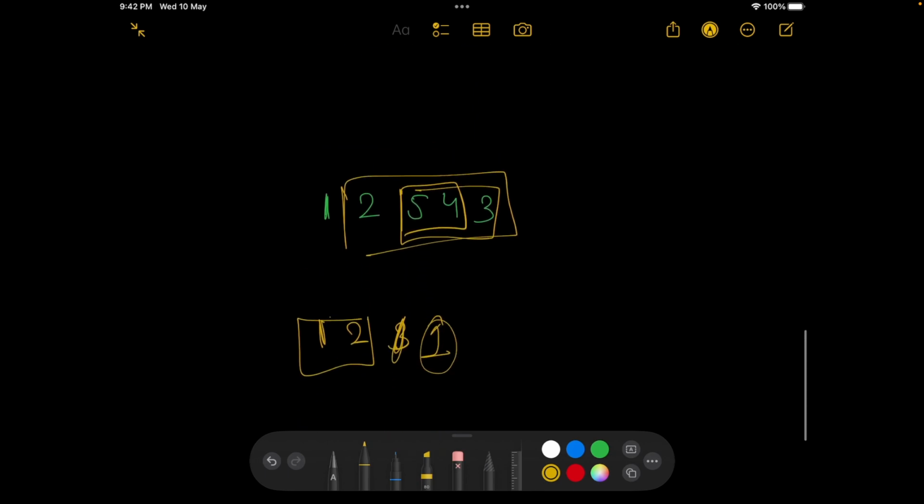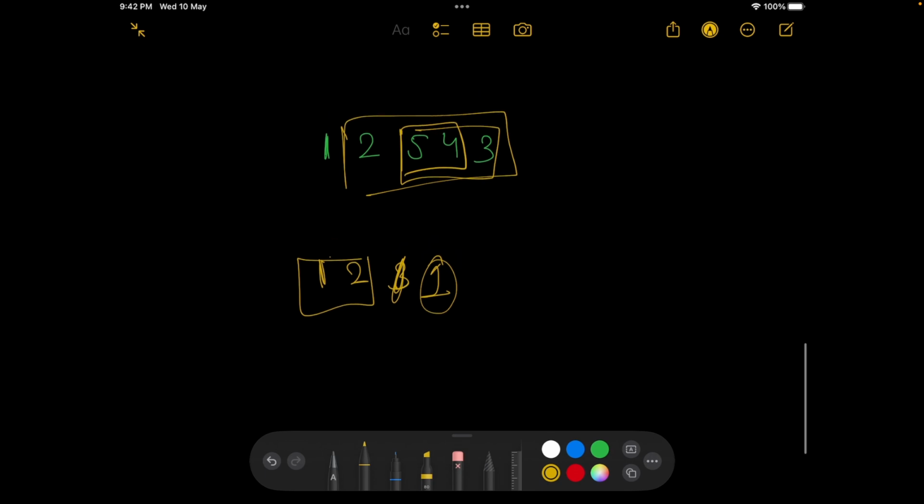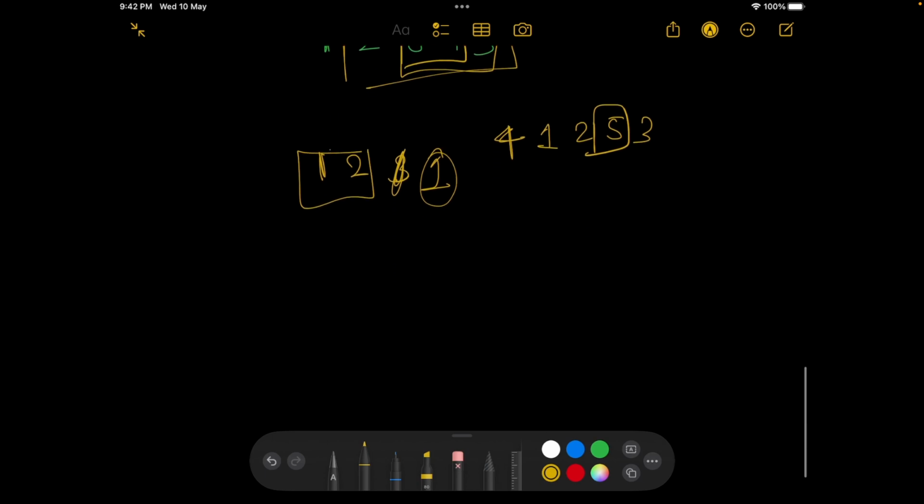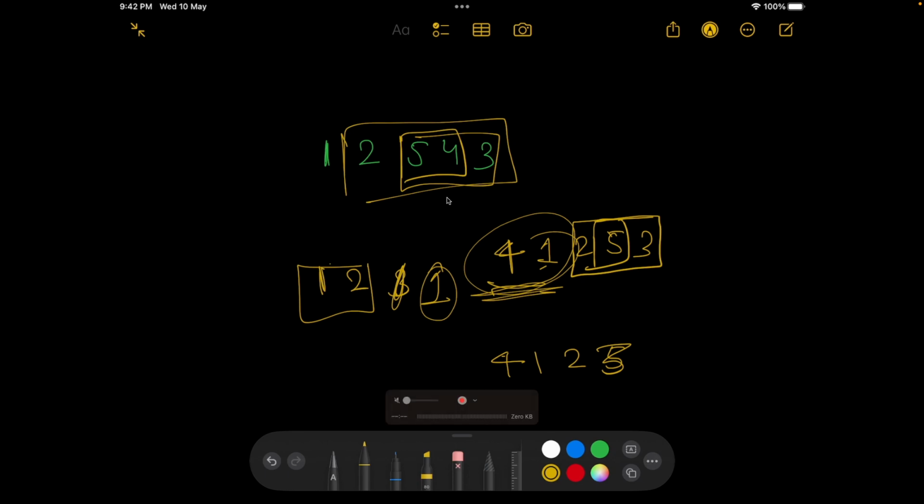Now, would it always be the case that I can remove all the elements except 1? Not really. Let's say my array was something like 4, 1, 2, 5, 3. Now I cannot remove anything except for 5, right? I can just remove one element, and the remaining would be 4, 1, 2, 3, right? But I cannot expand the boundary of this particular element, because if I do that, then the remaining elements would not form a valid permutation. So yeah, that's it about the question.